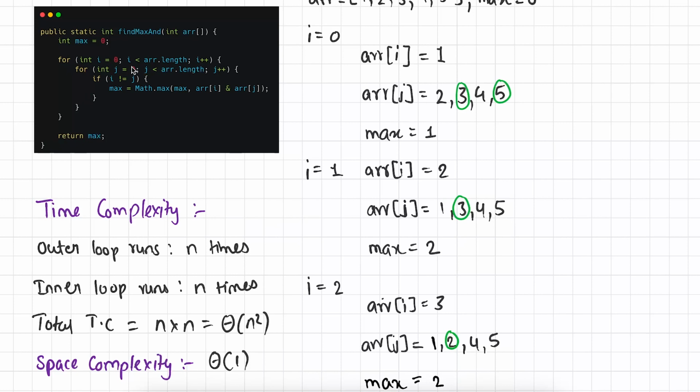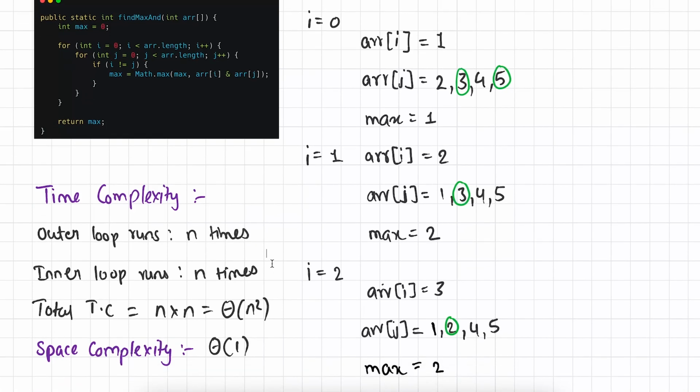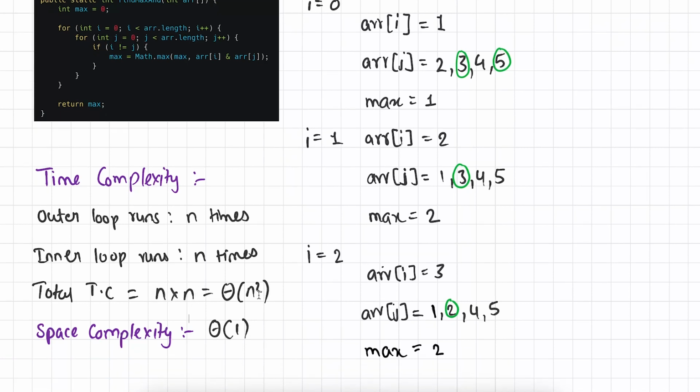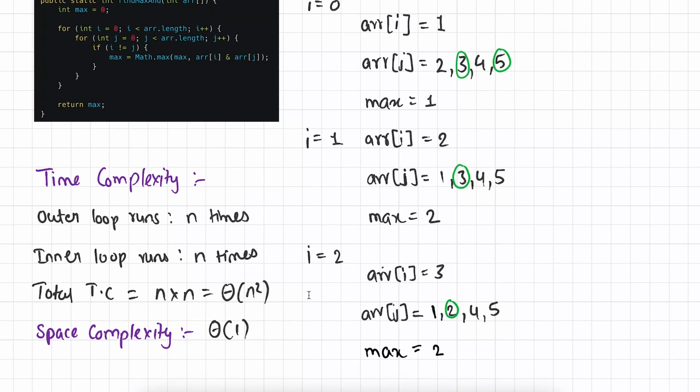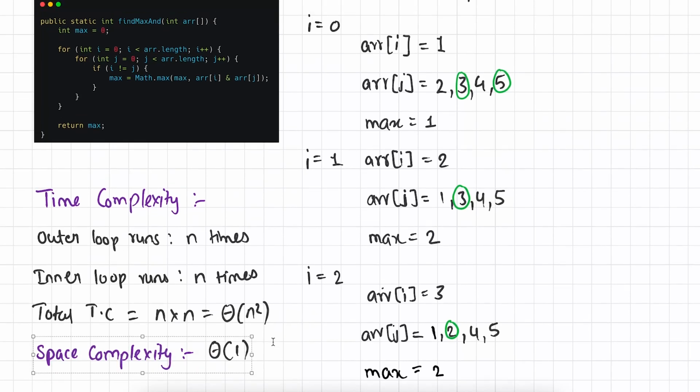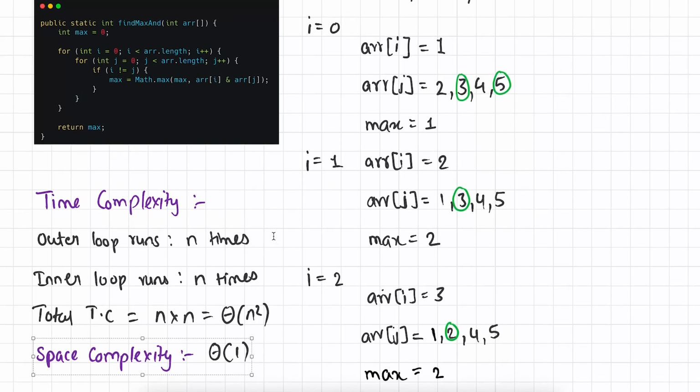So it is clear that the outer loop is running n times. Inside the outer loop, the inner loop is also running n times. So the total time complexity comes out to be n into n. As it is a nested loop, that's why we are doing the product of n and n. So it becomes n square. So the total time complexity of this algorithm is theta of n square. And talking about space complexity, as we are not using any extra space or array, the space complexity is only theta 1, that is constant.